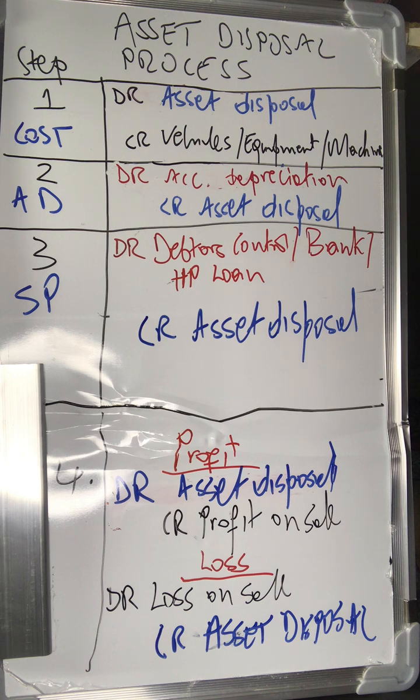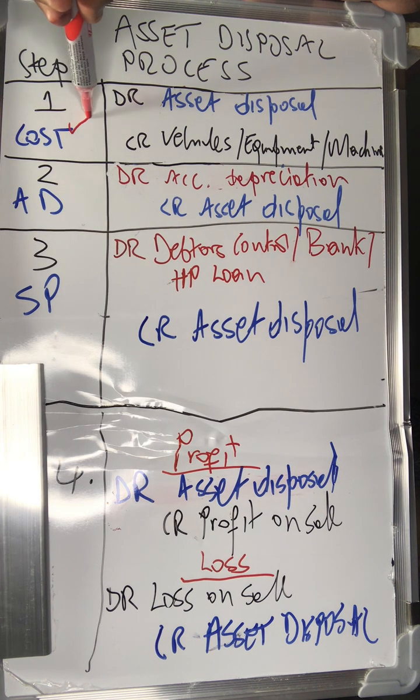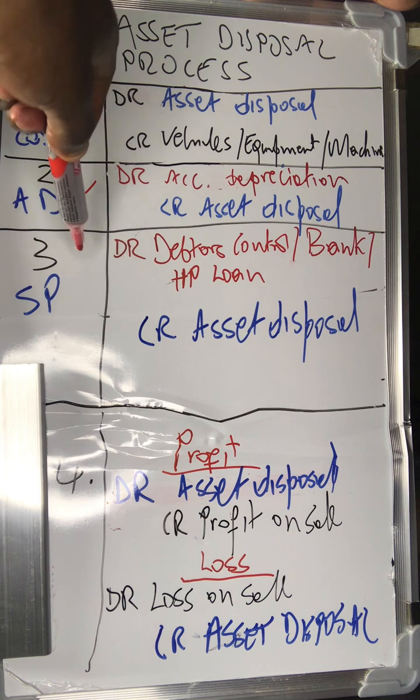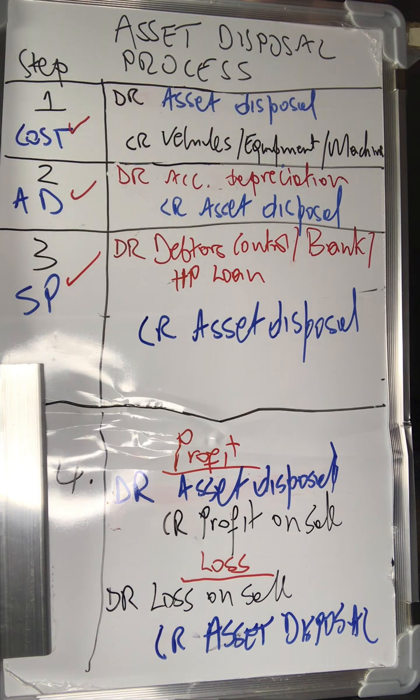For example, what does step number 1, 2, 3, and 4 say? Step number 1 says you must get rid of the cost. Step number 2 says you must get rid of the accumulated depreciation. Step number 3 says you must recognize the selling price. Then the final step, step number 4, is whereby you are determining whether you have made a profit or a loss on disposing or trading in this asset.